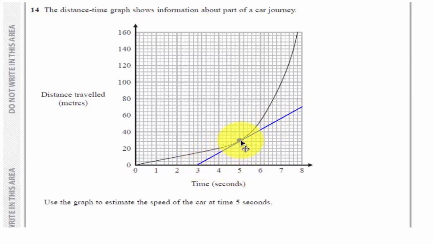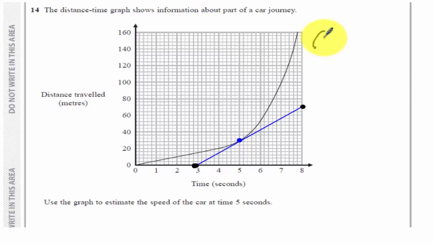My tangent here just touches the curve at 5 seconds, but it keeps going. And the gradient of this line, the blue tangent I have drawn, represents the gradient at time is 5, which represents the speed. So we know to work out the gradient of a line that I need two coordinates. So I've got this one down here. My two coordinates are here and here.